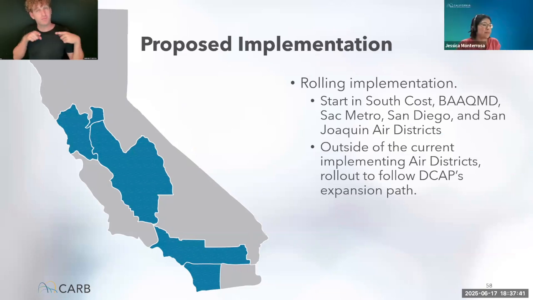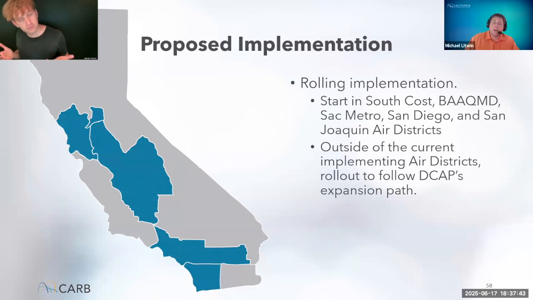Yeah, so the proposed implementation will be a rolling implementation starting in South Coast, BAAQMD, SAC Metro, San Diego, and then San Joaquin Air Districts. Outside of the current implementation, it will be similar to the rollout of DCAP, and will follow that expansion pathway.